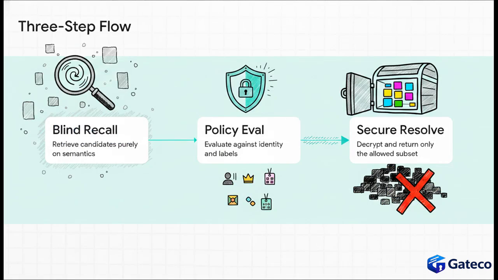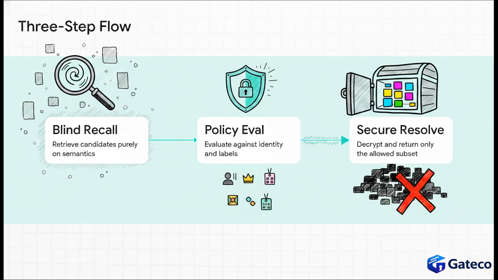Let's break down how elegant this 3-step flow actually is. Step 1. Permission-blind recall. The system grabs the top candidate chunks from the VectorDB based purely on semantics. This is just like your standard RAG setup. But step 2 is where the magic happens: policy evaluation. Here, Gateco synchronously evaluates every single chunk against the requesting principal's identity, their roles, and those exact data classification labels.